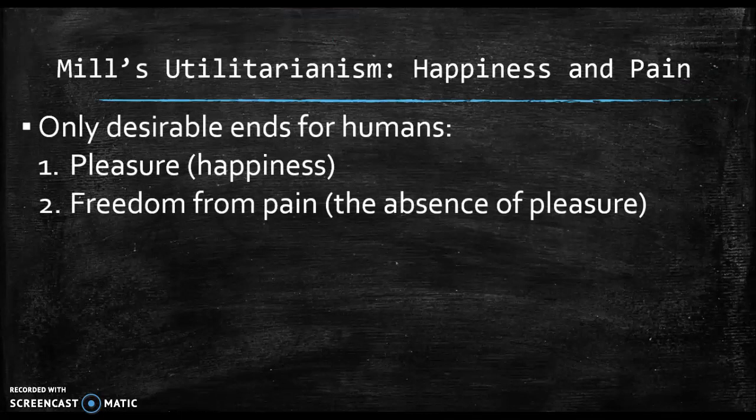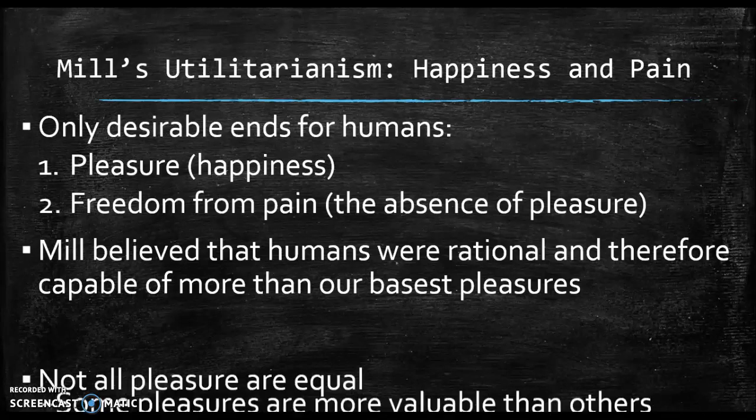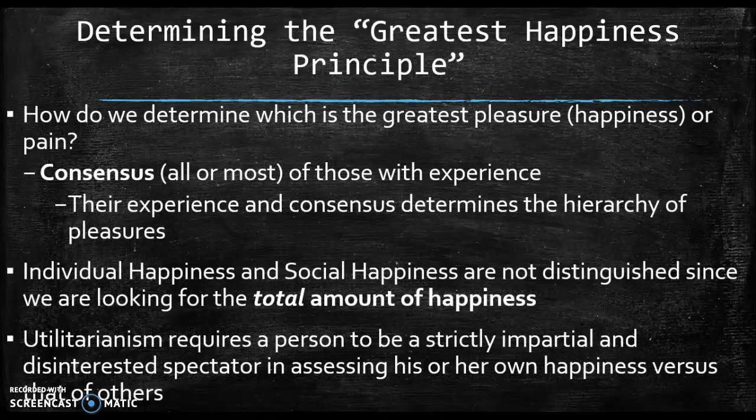Again, the only desirable ends for humans, Mill said, were pleasure and freedom from pain, the absence of pain being the absence of pleasure. We're rational human beings, and we're capable of more than our basest pleasures. So a lot of utilitarianism says you've got to focus on more than just your own desires, right? It says that your opinions, your desires matter, but no more so than anybody else's. It's a big key here, right? Whatever you may want, you can consider, but it has no more value, no more weight than everybody else's, is what he's going to argue.